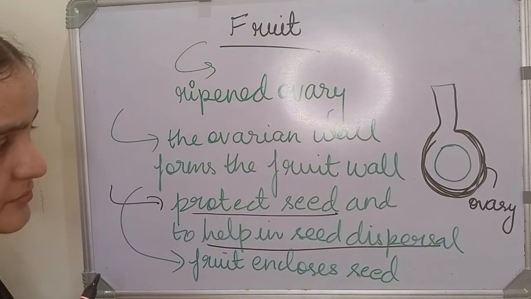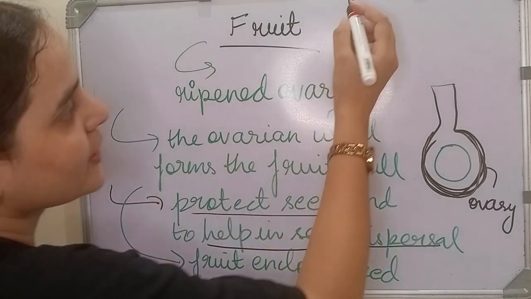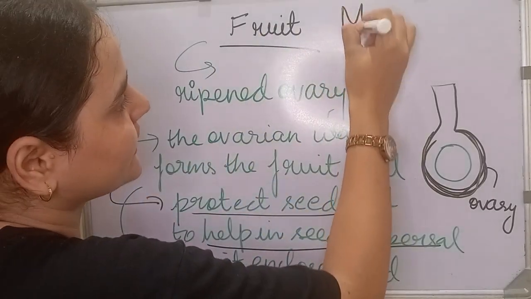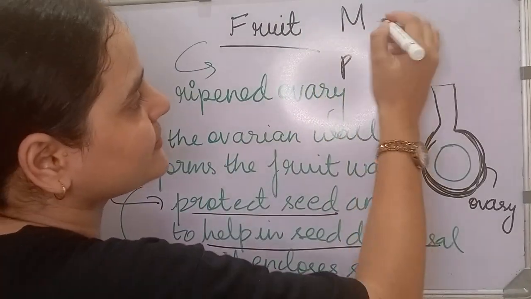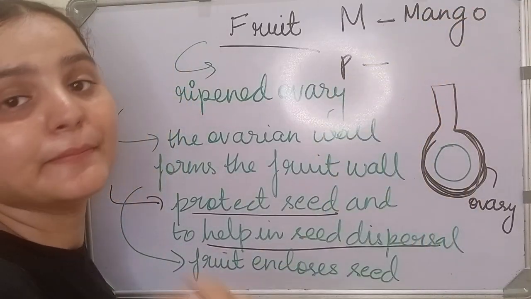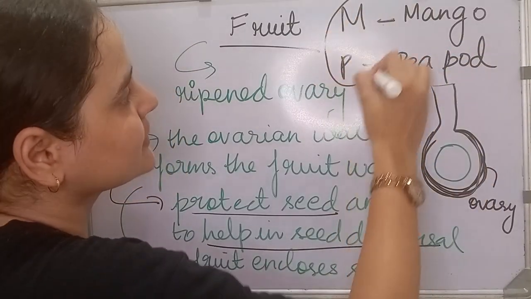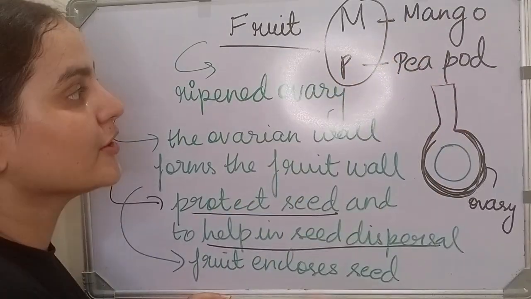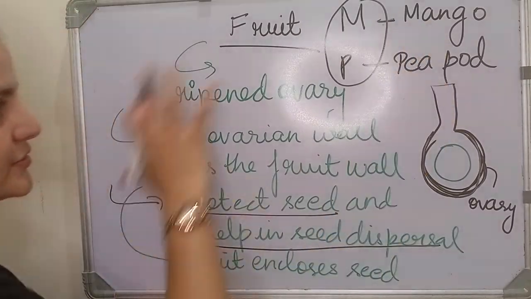Now let's see the examples of fruit. In your book two examples are given. To learn that, let's learn it through a very simple mnemonic. The mnemonic is MP. You can remember this as Madhya Pradesh. So M is for mango and P is for pea pod. From the mnemonic Madhya Pradesh, just remember the examples mango and pea pod. So you like the fruits of Madhya Pradesh. Which fruits? Mango and pea pod. So this was all about fruit.